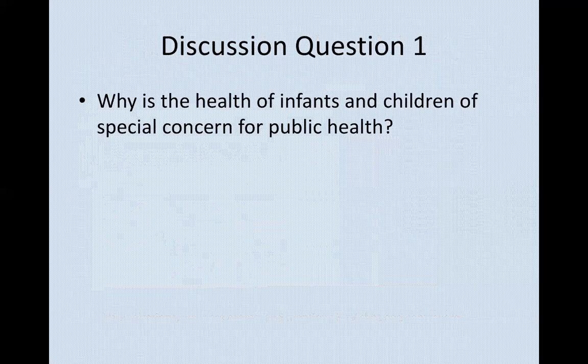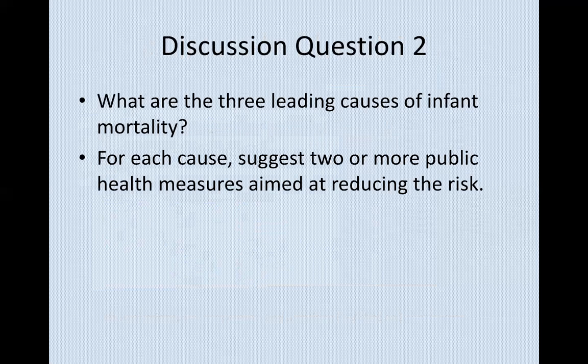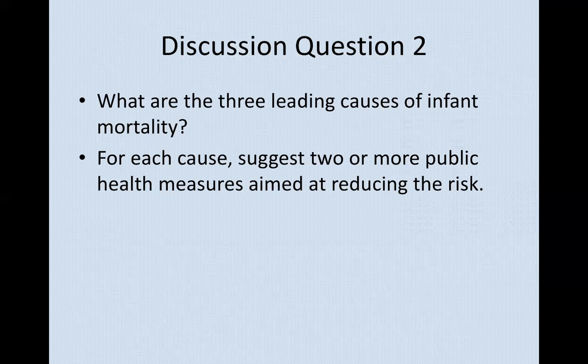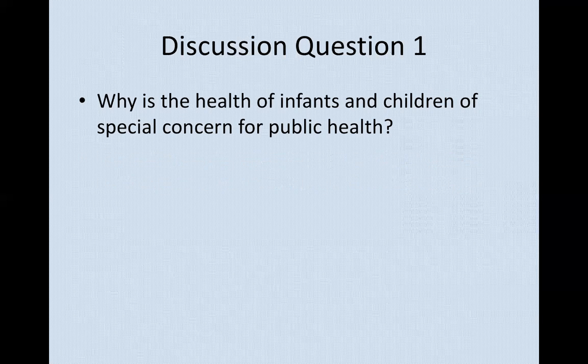Okay. So why is the health of infants and children especially a concern for public health? Why do you think that's important? What are the 3 leading causes of infant mortality? And for each cause, can you tell me 2 or more public health measures aimed at reducing the risk? Those are the 2 discussion questions for this, and I'm going to be pulling out one of these to put out there as our discussion question.